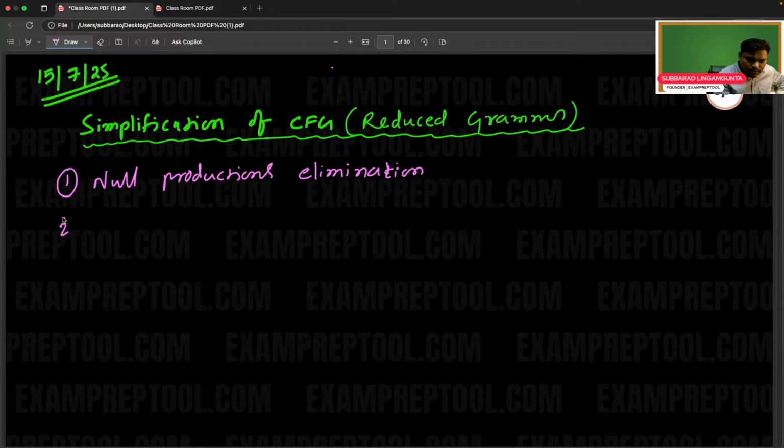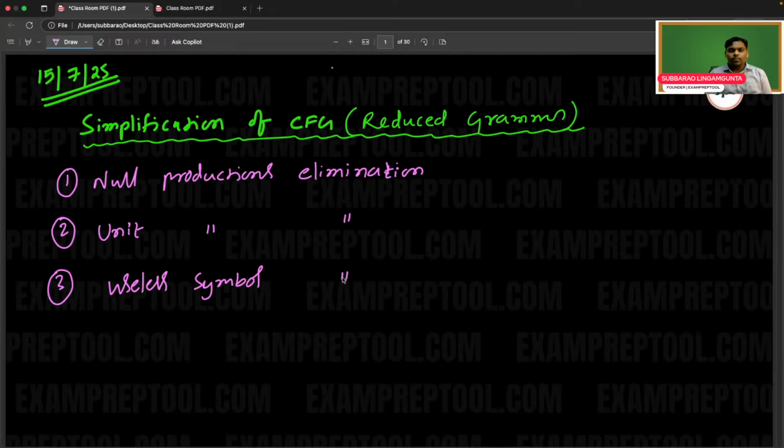First one is null production elimination. Next one is unit production elimination. Third one is useless symbol elimination. These are the three things.